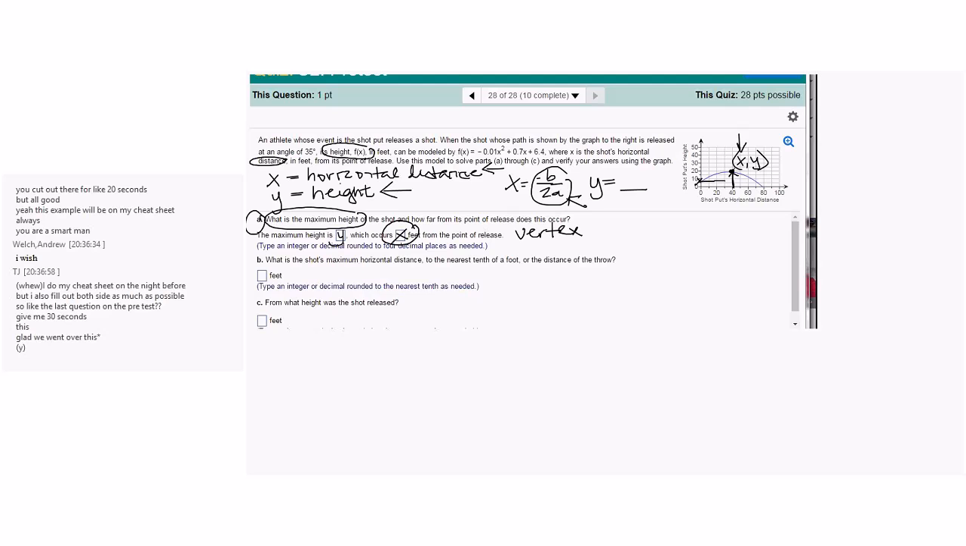So the maximum horizontal distance is going to be the point at which it hits the ground, because then it's going to stop. So when you look at this point, you can see that it's going to be one of the x-intercepts. And that x-intercept is going to have an x value, and it's going to have a y value.